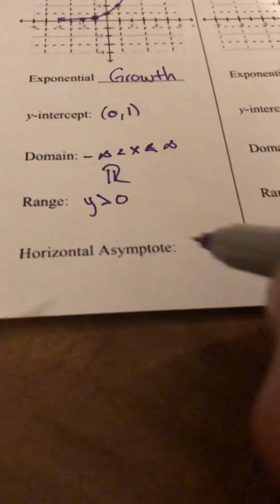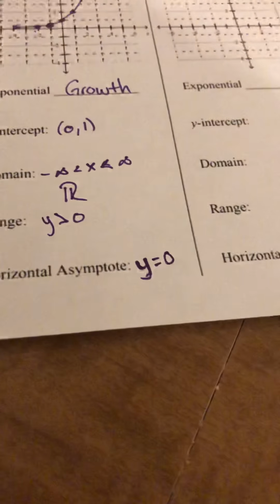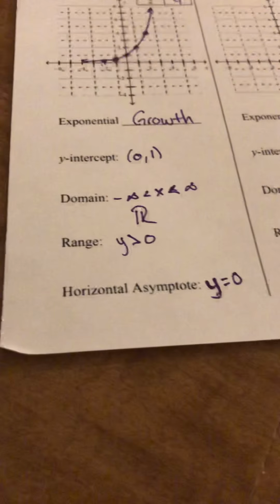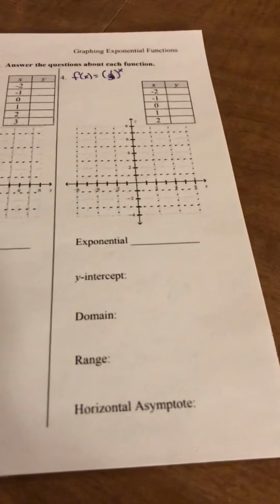Then your horizontal asymptote. Remember, an asymptote is a line that the graph approaches but never touches. Well, that's where y equals 0. So it's y equals 0, and that's what your horizontal asymptote will always be. And that's it. So you have 3 more to do just like that.